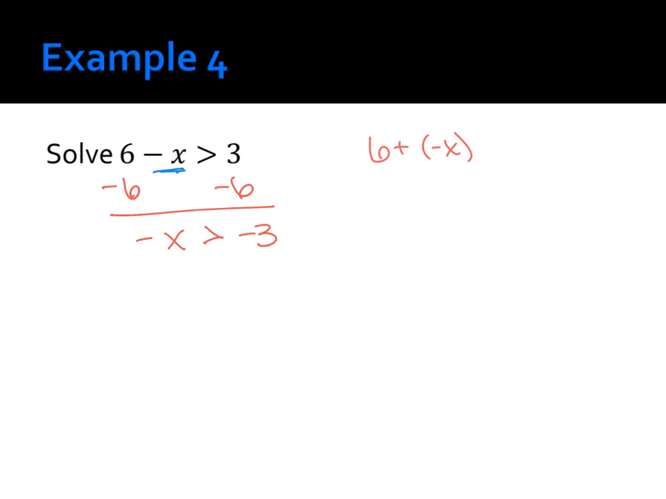Now, if you remember, we can't have a negative variable when we're solving. So to get rid of that negative sign, I'm going to divide both sides by negative 1. So now I have x. Because I divided by that negative, I must reverse that inequality, and now I'm left with x is less than 3. And this would be my final answer.